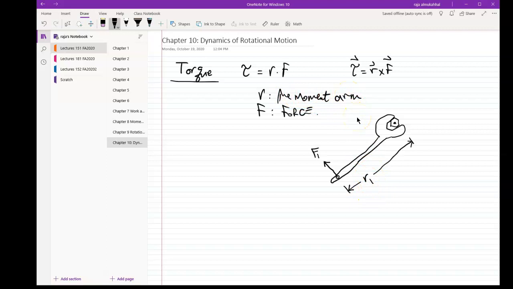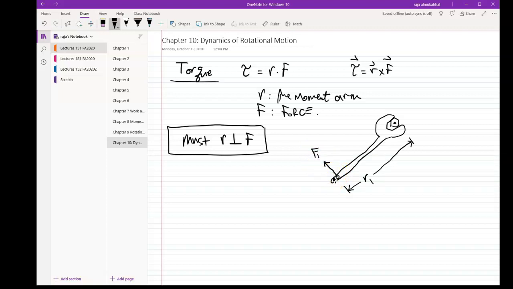Got it? And the key here is that the moment arm R1 must be perpendicular to the force. This is very important. If it is not perpendicular, you want to take only the perpendicular component. Okay, we'll do a lot of examples on that. But this is the first thing that you need to know: it's a must that R is perpendicular to the force in order for the torque, tau, to happen.